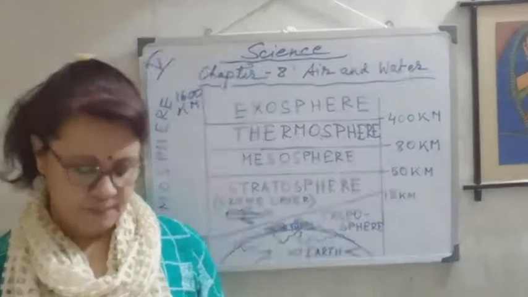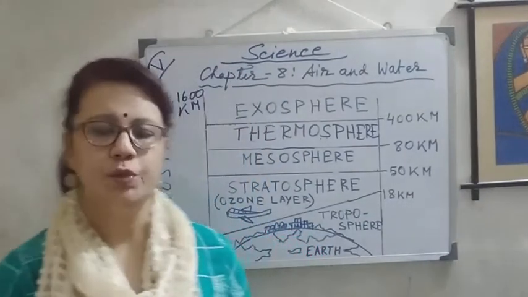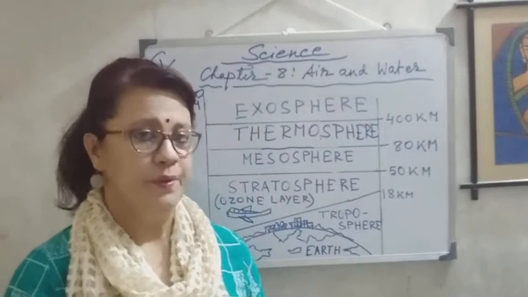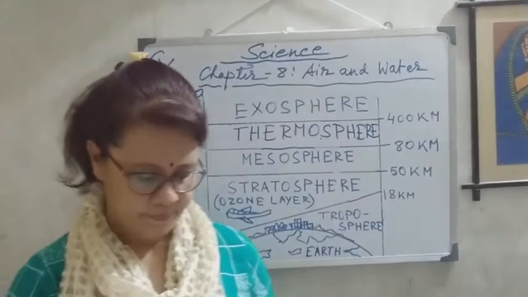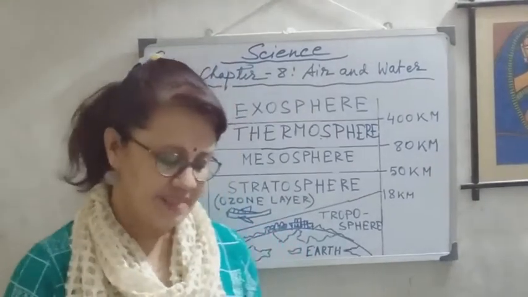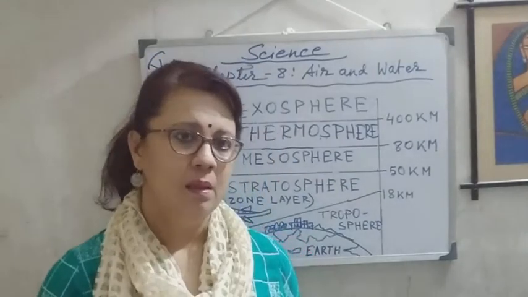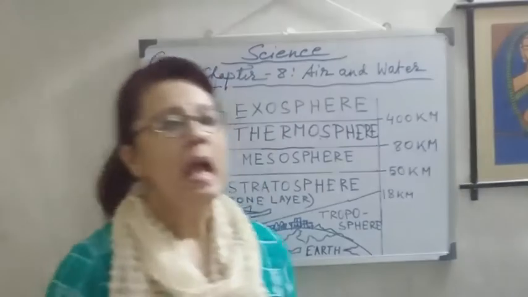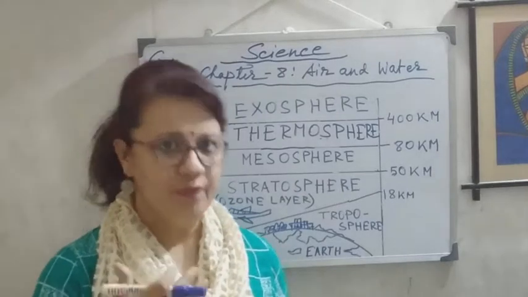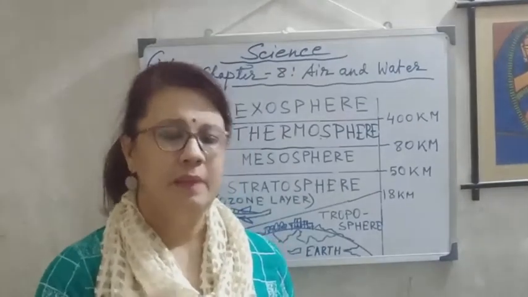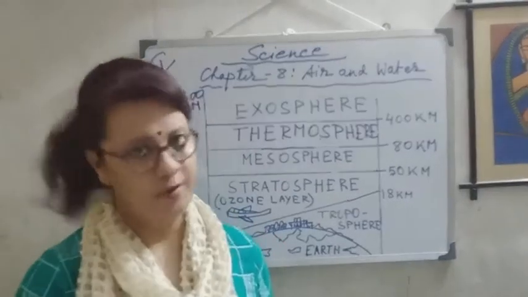Air is a mixture of several gases: oxygen, carbon dioxide, nitrogen, water vapor, and dust particles. All are components of the air. All living organisms need air to live. We human beings too need air to live. As we inhale oxygen, and when we exhale, it is carbon dioxide. So oxygen is very essential for us.